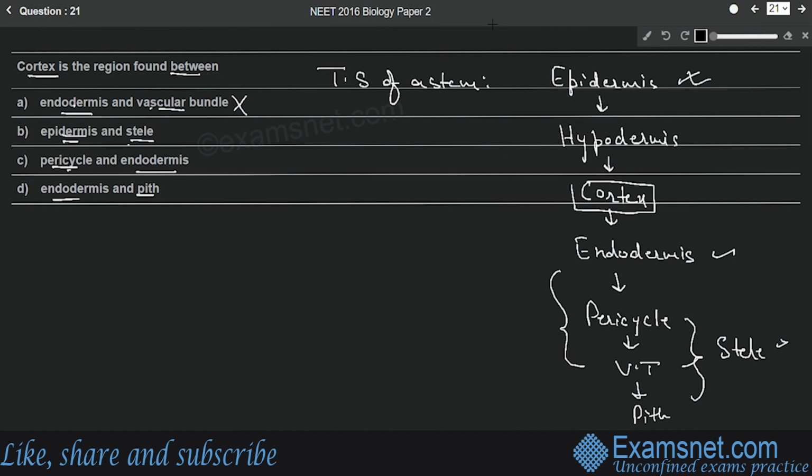Third one is pericycle and endodermis. Again, pericycle is here and endodermis is here. So it is saying that it is present between these two. Again, this is not possible, because endodermis and pericycle both come after cortex. Then the last one is endodermis and pith. Again, these two come after cortex. So cortex is present between epidermis and stele. So option B will be the correct answer.